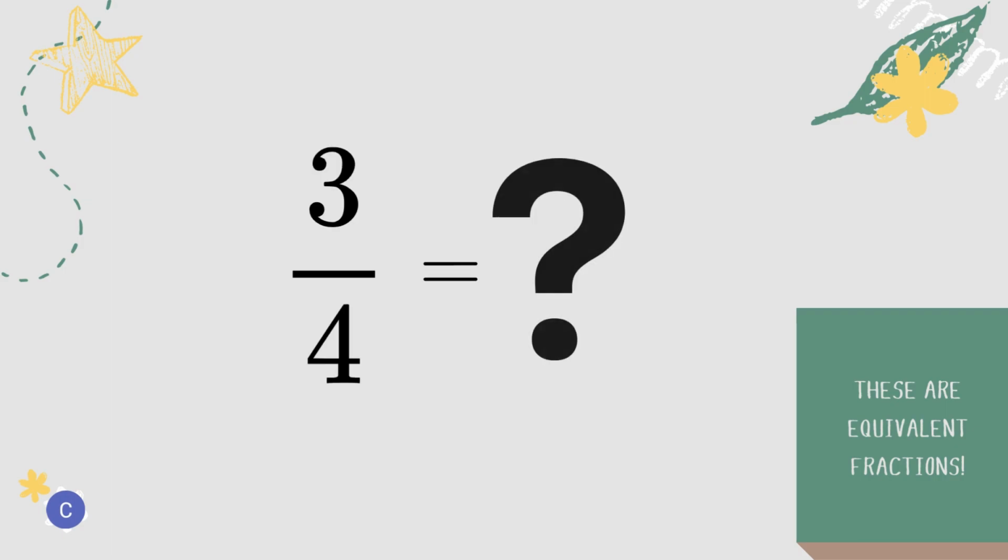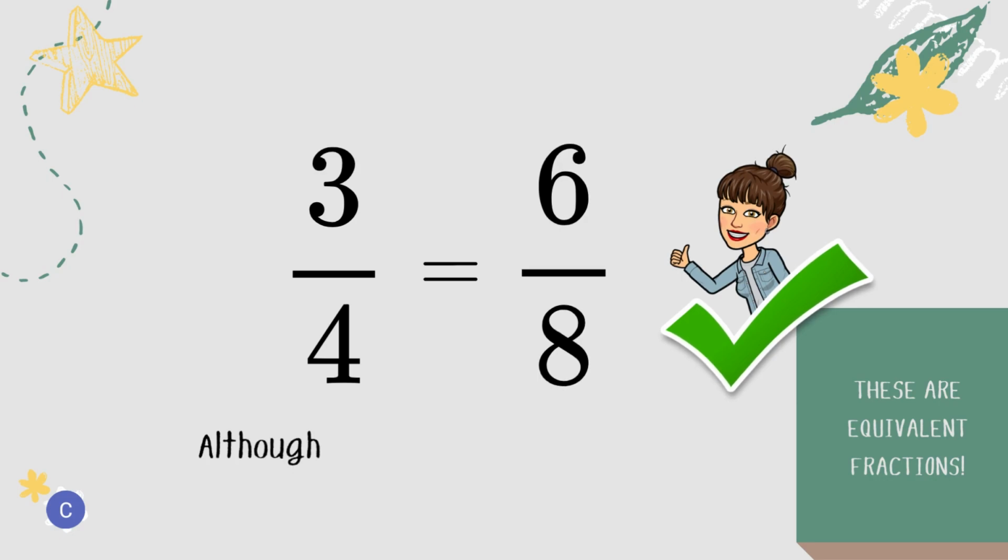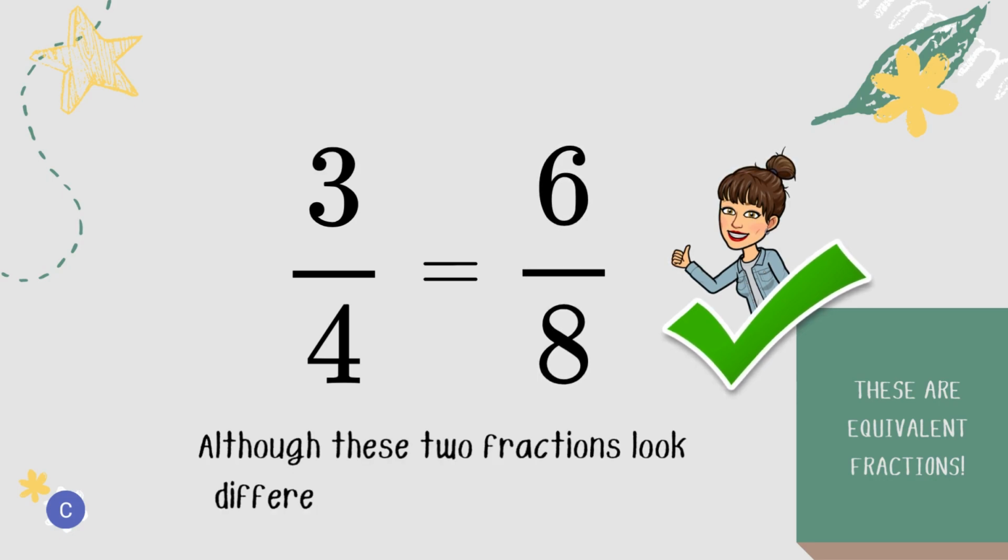3/4 is equivalent to many fractions. When we multiply by 2/2, we find that 3/4 is equivalent to 6/8. These two fractions are worth the same exact amount.